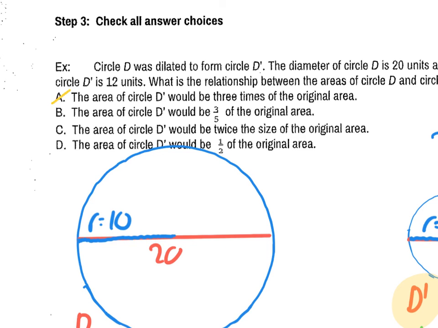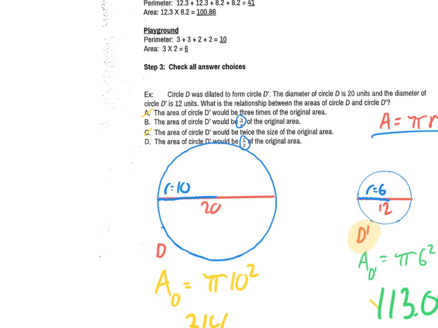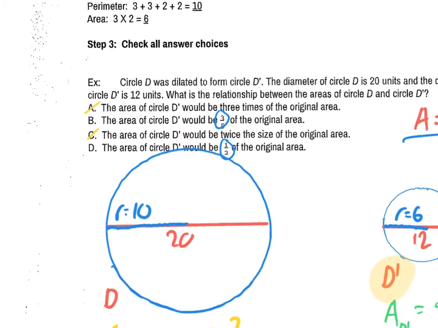Because we're going to a smaller figure, our answer needs to be less than 1. So A has to be out because that says 3 times bigger. And C has to be out because it has to be less than 1. The only two answer choices that come close to making sense are 3/5 or 1/2, and our answer is actually in between. So neither one of those makes sense.